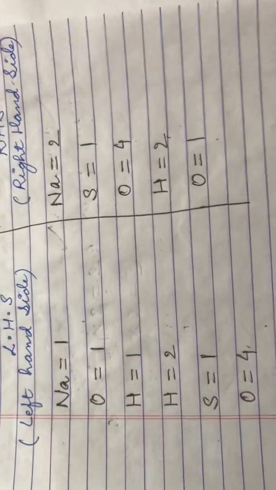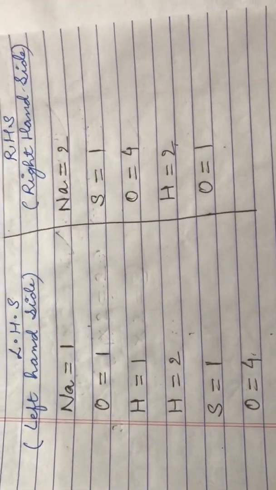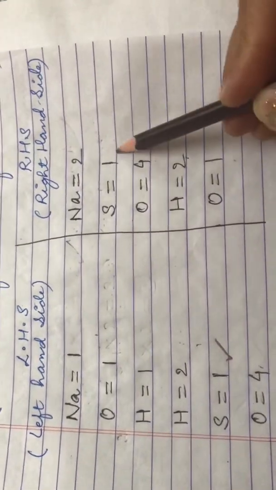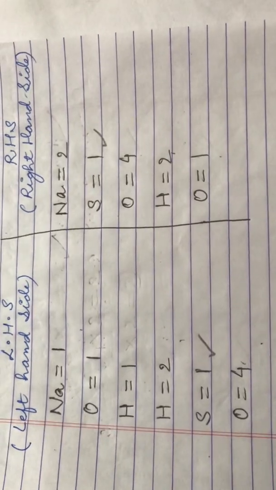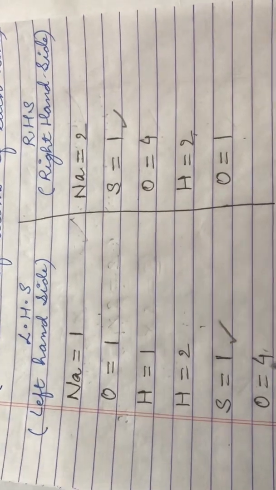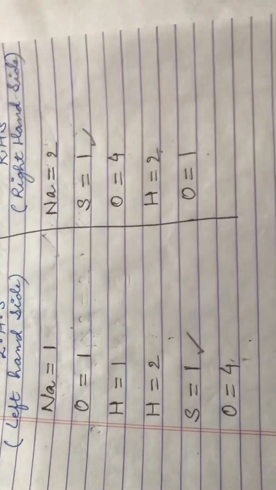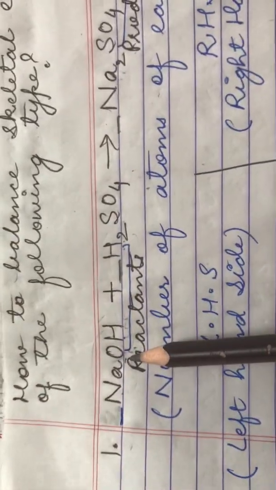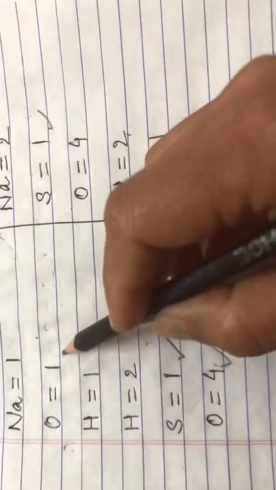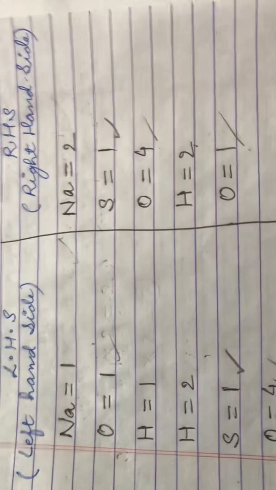So now if we have a closer look at the number of atoms of each element on the left hand side and the right hand side, we come to know that sulfur is equal on both the sides. And oxygen is also equal on both the sides. We have 1 oxygen here and 4 oxygen atoms here. So 1 plus 4 totals up to 5. So 1 oxygen atom here and 4 oxygen atoms here totals up to 5. And if you look at the right hand side, 4 oxygen atoms here, 1 oxygen atom here, 4 plus 1 makes it equal to 5. So these oxygen and sulfur atoms are equal on both sides.